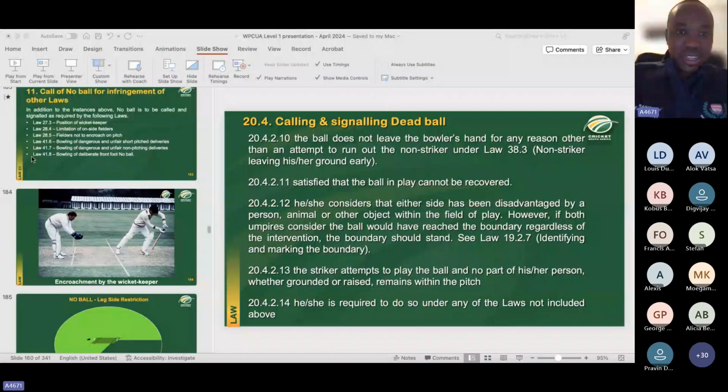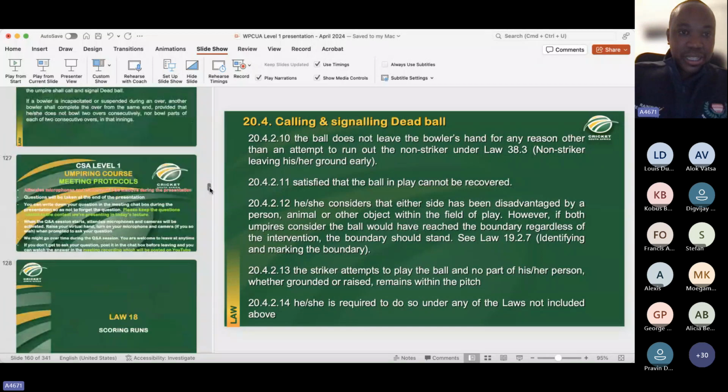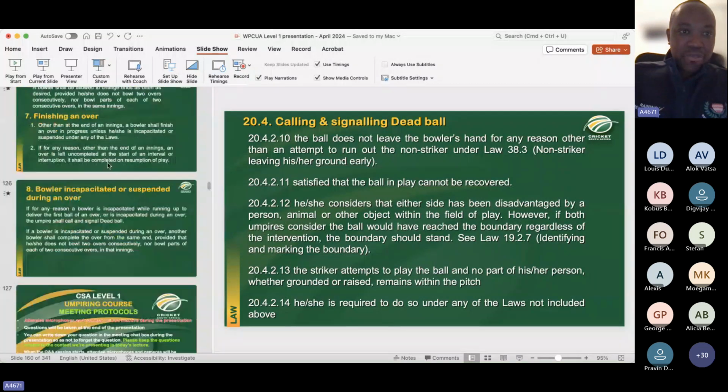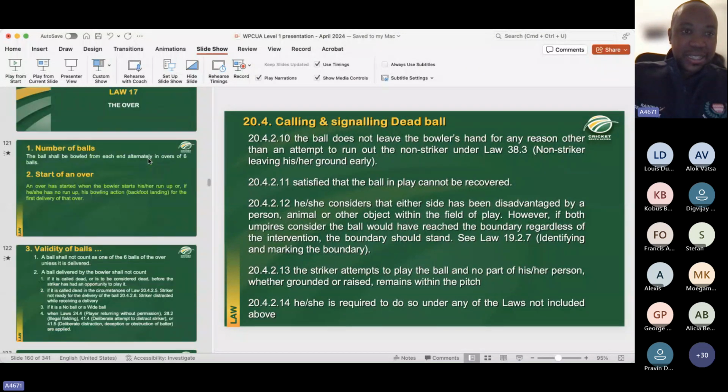Most of it are leg bye 6s. So let's refer to the law on this one. And the law is pretty clear, and I thought I'd emphasized it enough, but maybe I didn't. If we go back to our presentation on the boundaries, it is pretty clear when it says that a boundary 6 can only be scored off the bat.